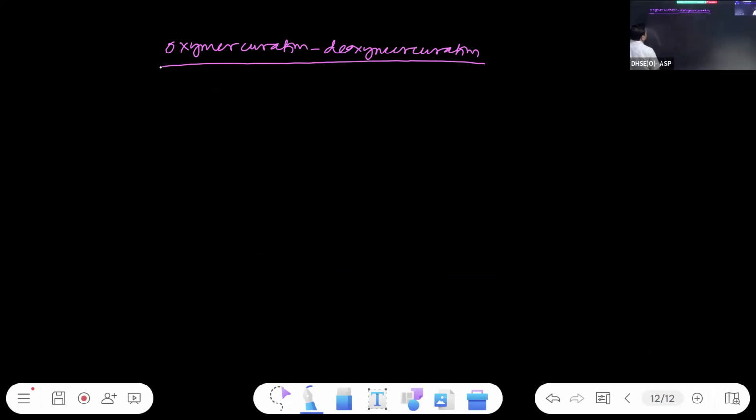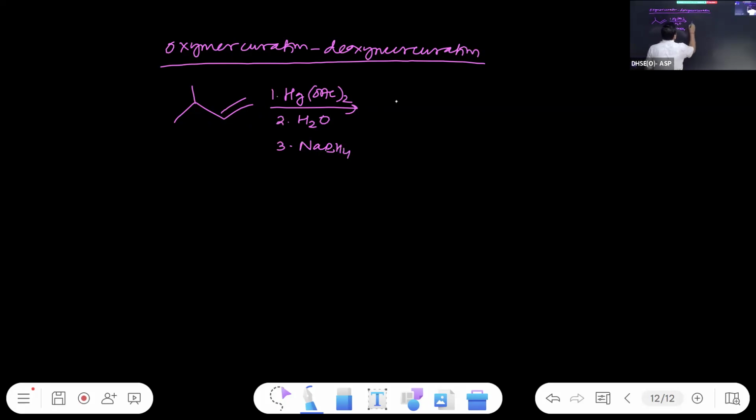Suppose we are taking this alkene. The reagents are mercuric acetate, Hg(OAc)2, then H2O, serially, and then sodium borohydride. The product will be this. This is the product, and the reaction is named oxymercuration-demercuration.